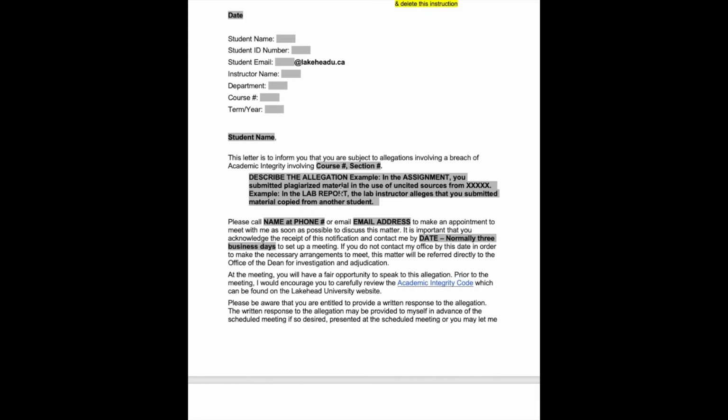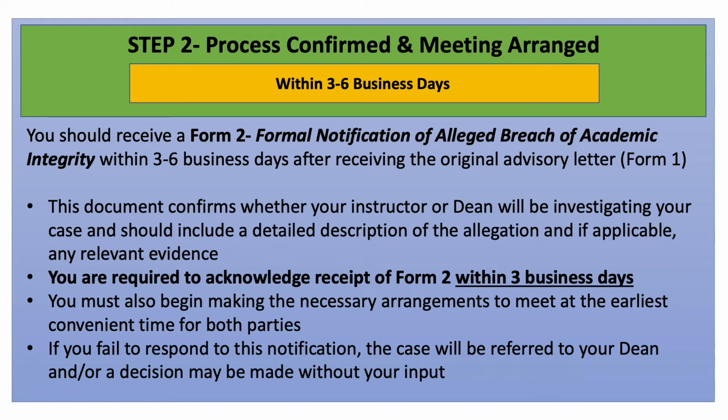If the description is too vague and you're not able to understand what you are being accused of, feel free to respectfully ask your instructor or dean for more details, realizing, however, that you will also have an opportunity to talk about the specifics when you meet. At this stage, you are required to take action. You must email the instructor or dean within 3 business days to acknowledge receipt of Form 2 and begin making necessary arrangements to meet at the earliest convenient time. If you fail to respond at this stage, the case will then be referred to your dean, or a decision may be made without your input.